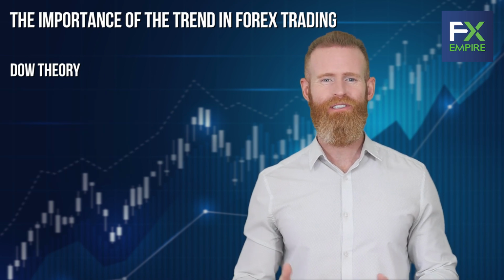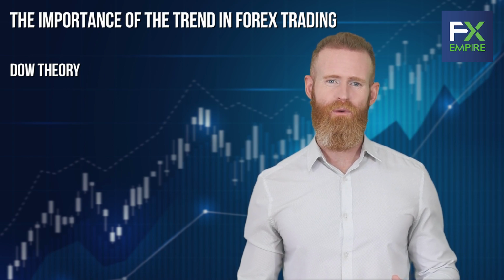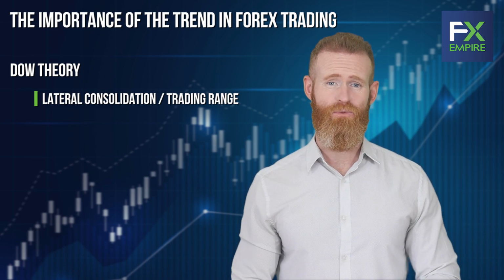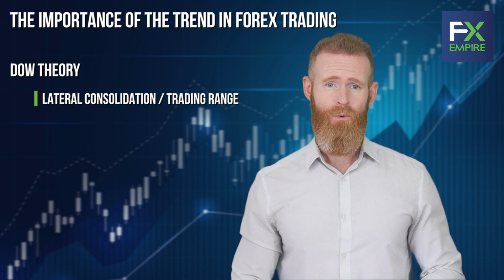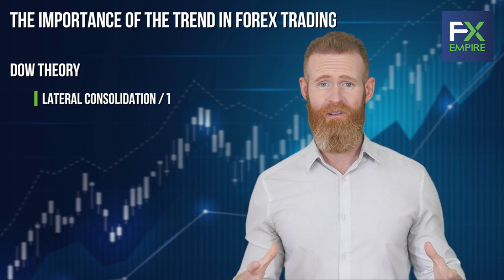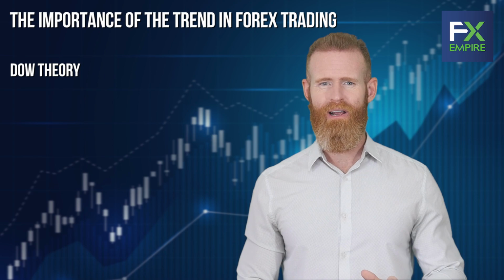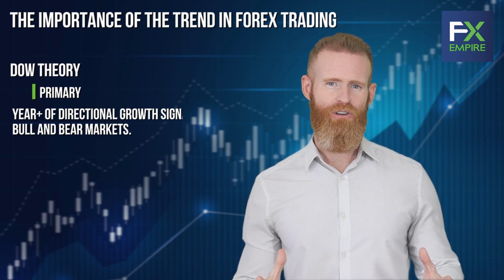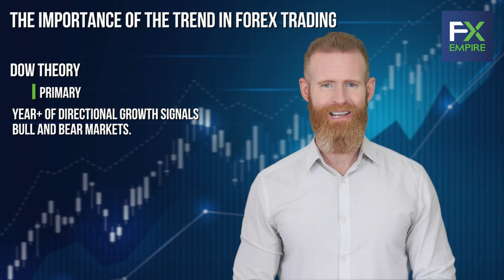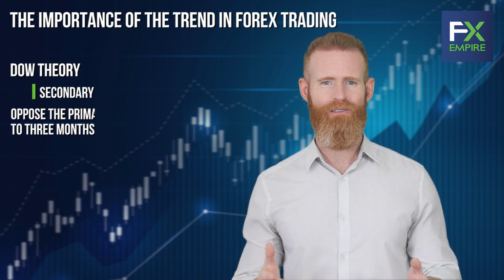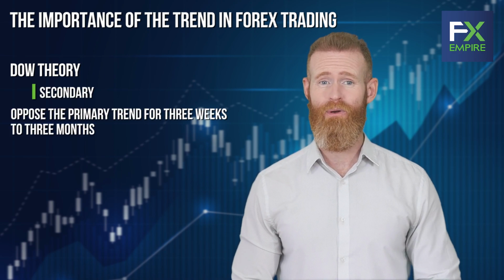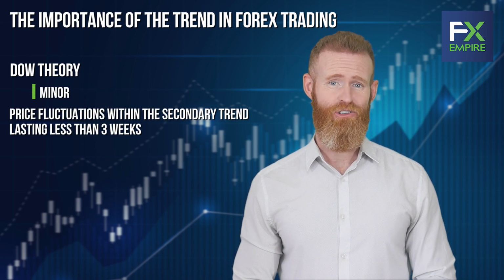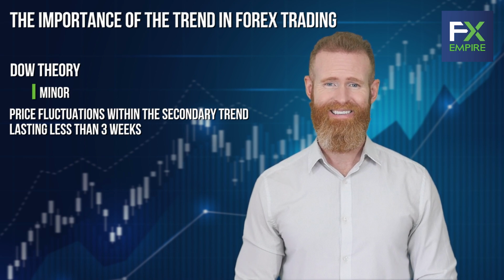Then, when neither buyers nor sellers have control of the market, prices evolve within a lateral consolidation, normally referred to as a trading range. The theory categorizes relationships between trends in different time frames, which may converge with each other or diverge from each other. According to Dow, each trend is formed by three other trends: primary, secondary, and minor. A primary trend lasts more than a year and signals a bull or bear market. Within a primary trend, a secondary trend goes in the other direction, carving a pullback lasting between 3 weeks and 3 months. Finally, minor price action is common within the secondary trend, lasting less than 3 weeks.